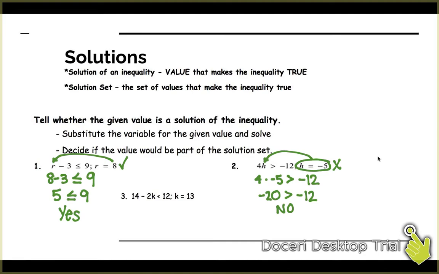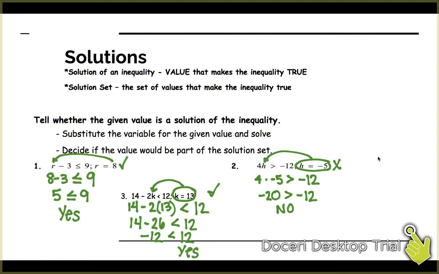Here we go again. K is 13. Let's plug it in here. If I do 14 minus 2 times 13, is that less than 12? So we have to solve this. I first have to follow PEMDAS. 2 times 13, that is going to be 14 minus 26. Is that less than 12? So if I do 14, take away 26, that leaves me with negative 12. Is negative 12 less than 12? Yes. So 13 is one of the solutions that works for this inequality.